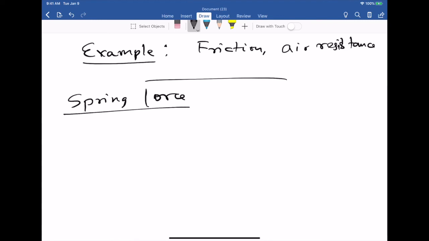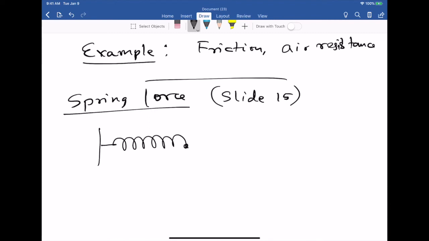So what is the spring force? Suppose you have a spring, and this is on slide 15. All of you know what a spring is. It's just a coiled wire. Suppose you've got a spring, and you leave the spring to itself.